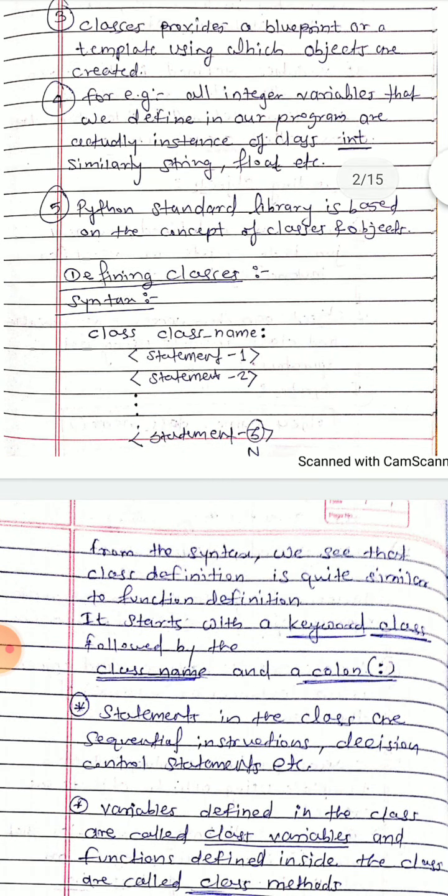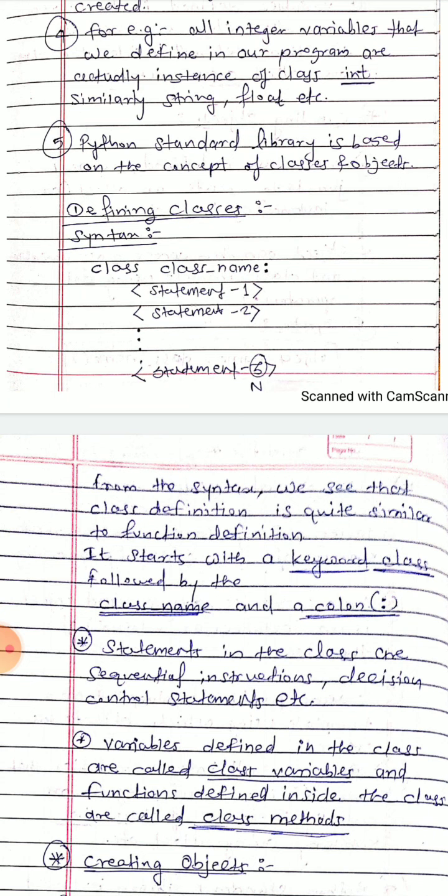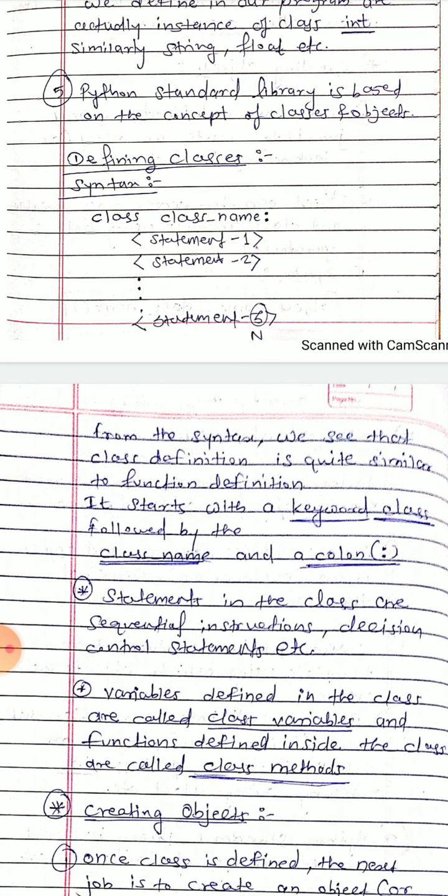Now we'll go to defining the class concept. The first one is the syntax of the class. While defining any class, we start with the class keyword, which is a standard keyword available in Python, followed by the class name, followed by a colon, then followed by indentation we write statement 1, statement 2 up to statement n.